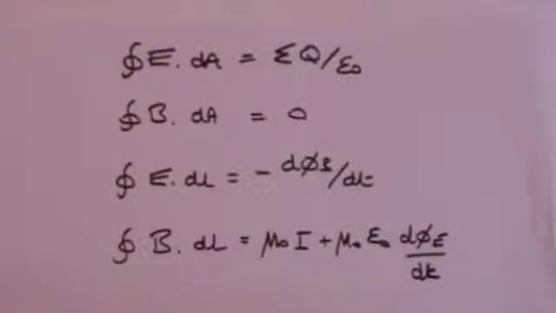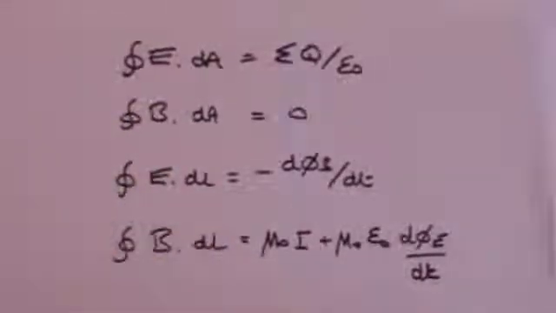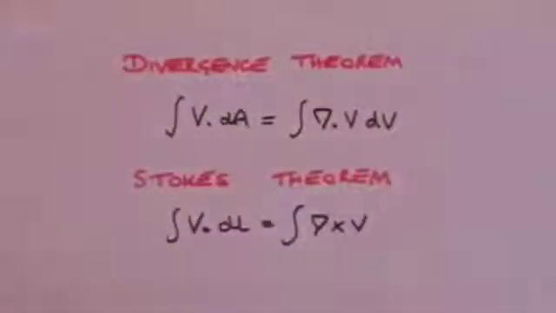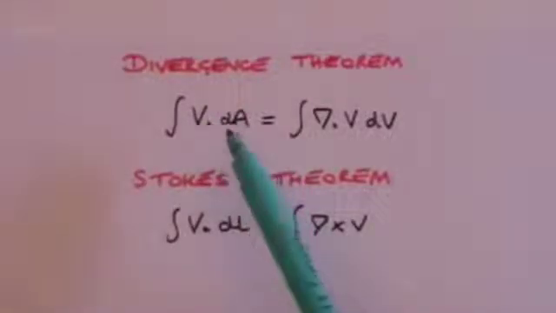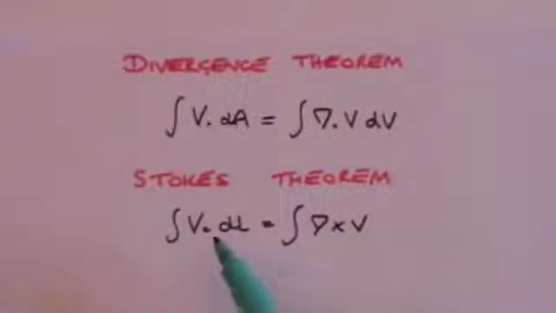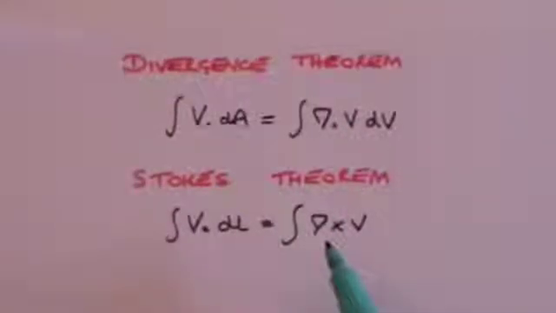These four equations are what are called the integral form of Maxwell's equations, because each of the equations has an integral sign at the beginning. We can use two theorems to convert these into what are called the differential form. So let's look at the two theorems. They are the divergence theorem and Stokes theorem. And as you'll observe, in each case they take an integral form of a vector dot product dA or dl, which are the two forms of the Maxwell equations, and convert them into derivative types of vectors.